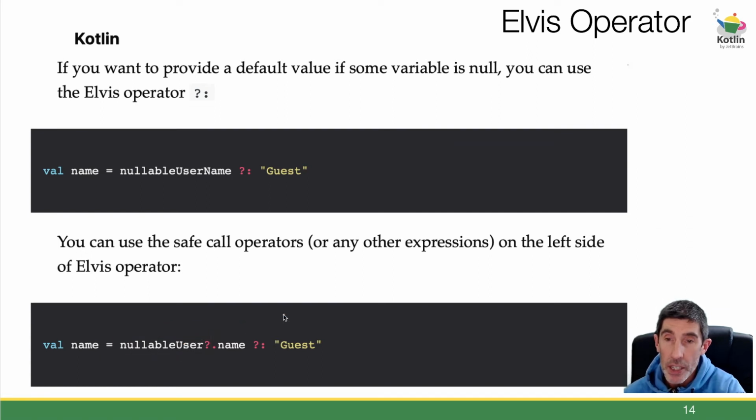If it is null, assign that. Otherwise, assign our name property to our val name. Okay, just some different examples of how to use that Elvis operator. It could come in handy if you are writing code and working with a code base where properties and variables could actually be null at some point.